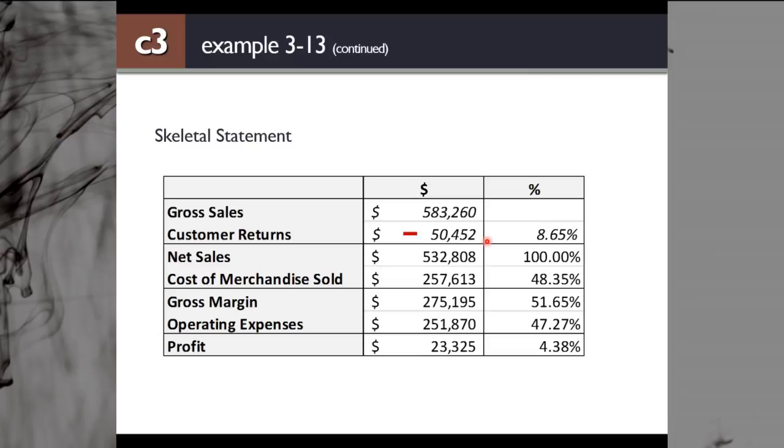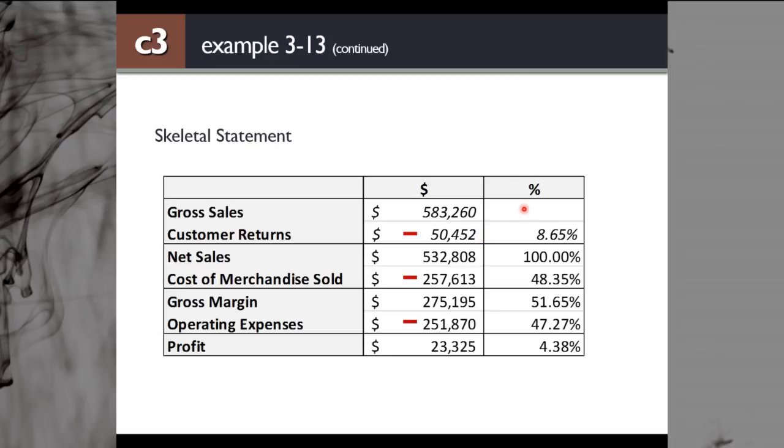If you remember, the next one you can get is your gross margin, which is your net sales minus your cost of merchandise sold, and you will get this 275,195. And if you know the gross margin and operating expenses, you can calculate the profit. That is gross margin minus operating expenses, and you can get this profit.